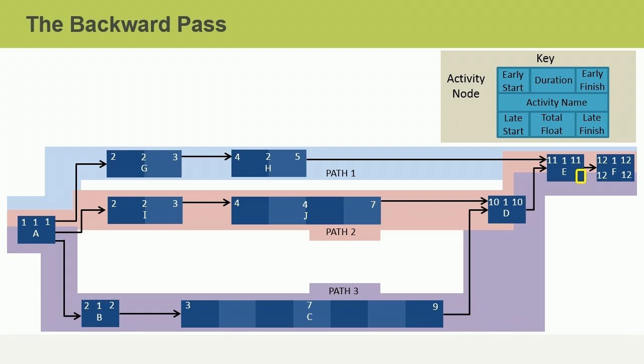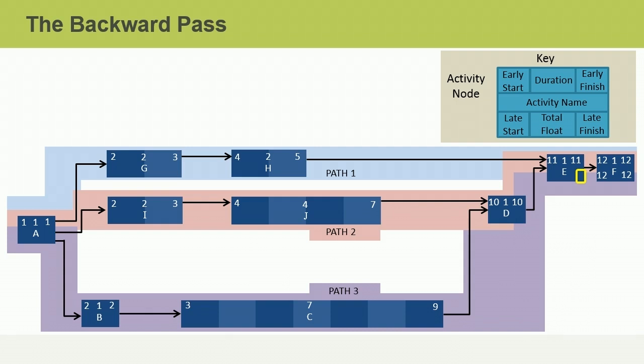The first step in the backward pass is to copy the early start and early finish numbers from activity F and enter them as the late start and late finish dates for activity F. For the last activity in a schedule, the early start and early finish will match the late start and late finish. Now we will work backward through our network diagram from right to left to determine what the late start and finish will be for each activity.